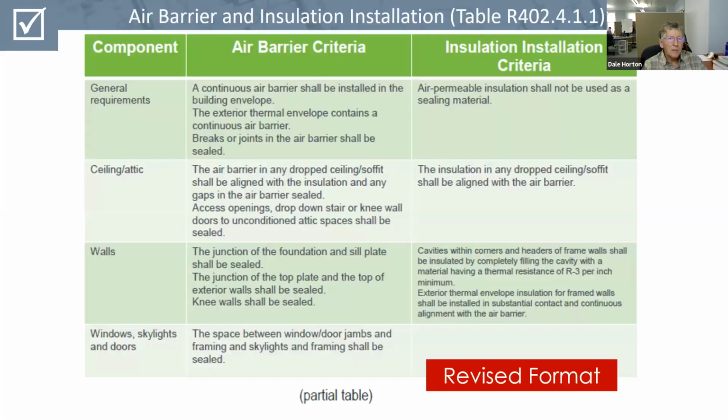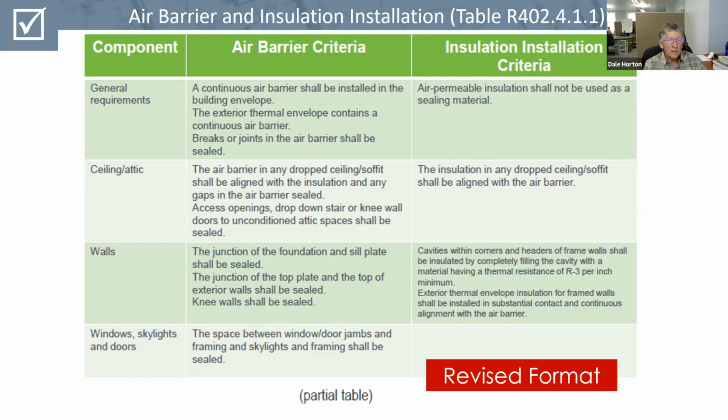The big thing that happened from the current code to the 2018 in terms of this table: the table addresses both air barriers and insulation, but in the past they weren't separate columns for the 2 different materials, because it didn't work out as well when they tried to have a single column for both air barriers and insulation. By isolating them, they've made the language somewhat, not fully, more comprehensible.